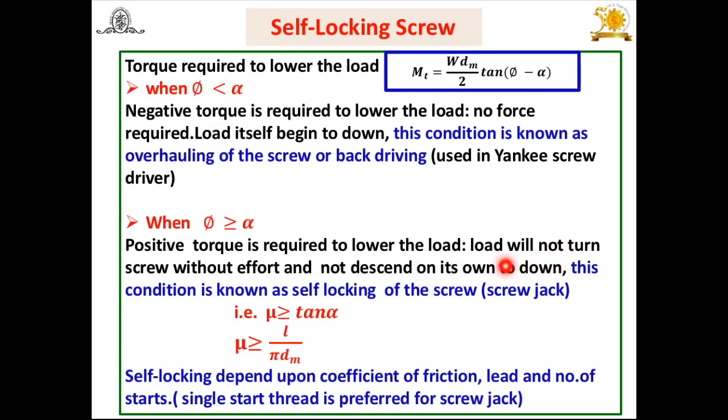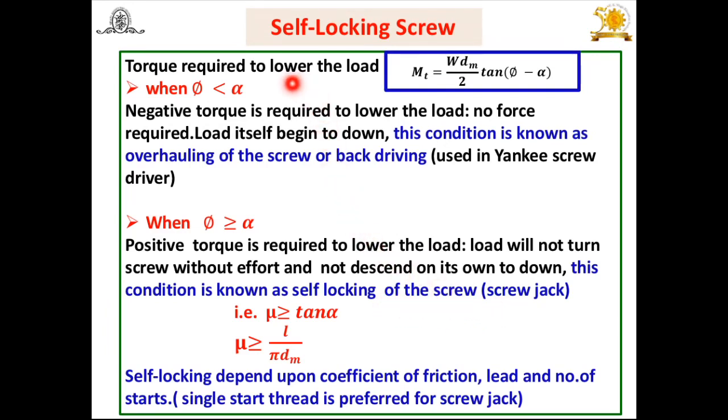That means the load will not turn the screw by itself without effort. The screw does not descend on its own in the downward direction. That is the condition of self-locking. To lower the load, effort is required. Without effort, the screw does not descend on its own. This condition is known as self-locking of the screw, and you will find it very useful in case of a screw jack. While designing, self-locking is an important thing. Try to understand this concept, and that is why phi should be greater than alpha in case of a screw jack, the self-locking condition.